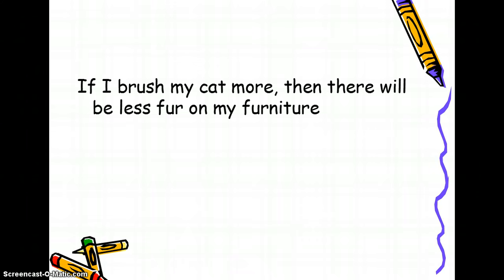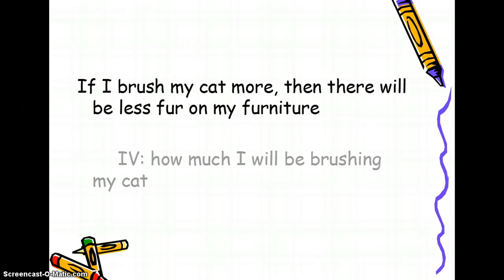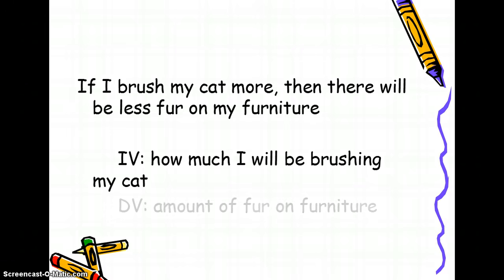Okay, let's try this again. If I brush my cat more, then there will be less fur on my furniture. Think, what is the independent variable? If you said how much you will be brushing your cat, then you're correct. And think, what is your dependent variable? What are you trying to measure? What are you trying to find out? The amount of fur that's going to be on your furniture.